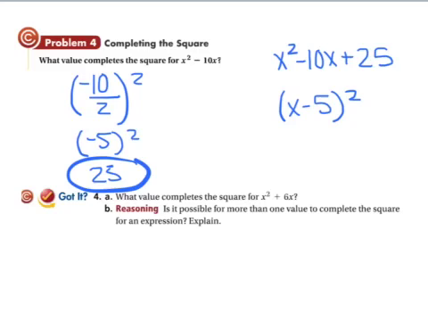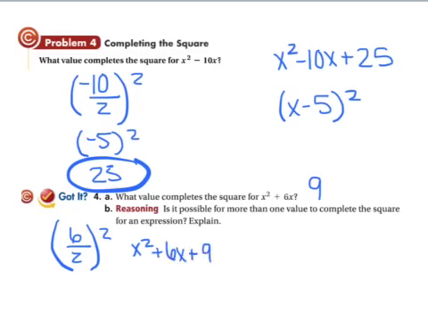So for number 4a, what value completes the square for x squared plus 6x? You take your b value, divide it by 2, and square it. What value completes the square? Right. So if I would have x squared plus 6x plus 9, that would be a perfect square trinomial. How could I write that perfect square trinomial in factored form? Very good.